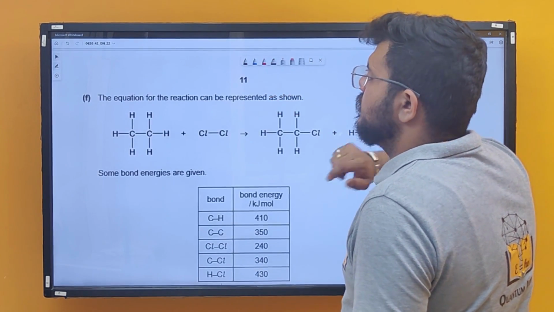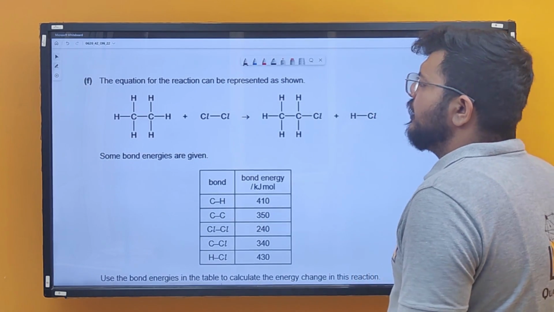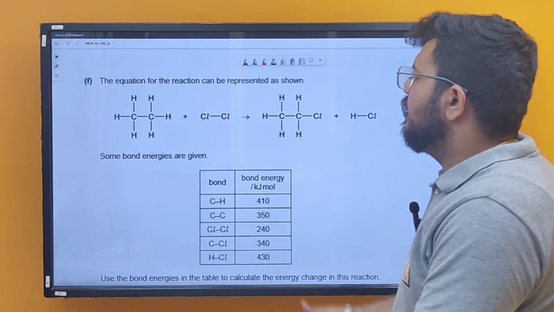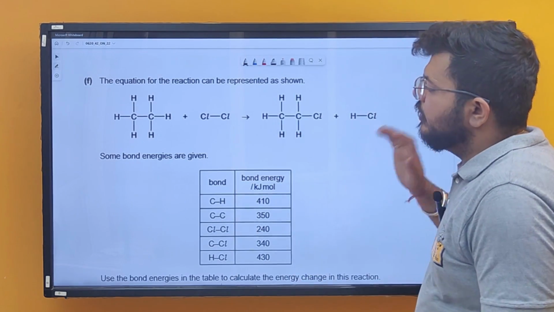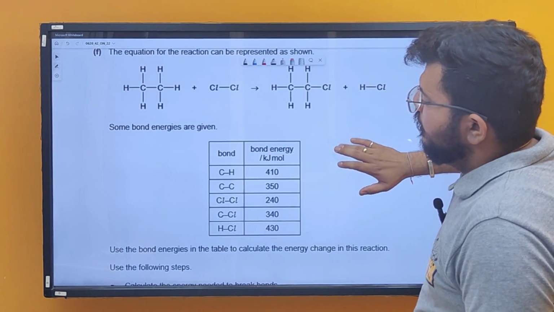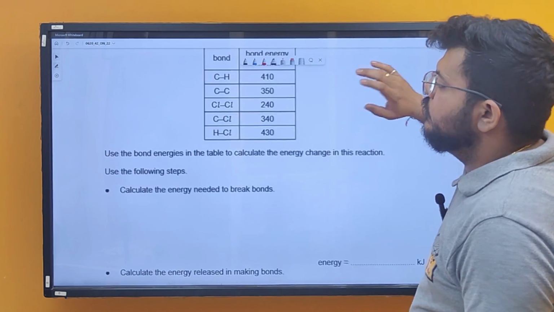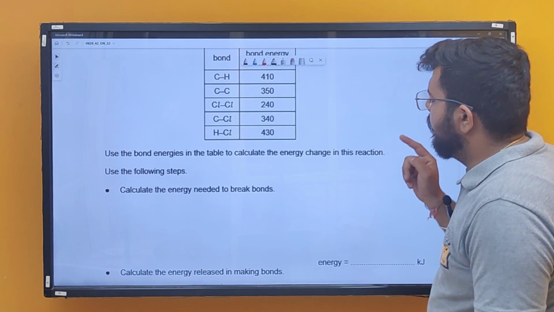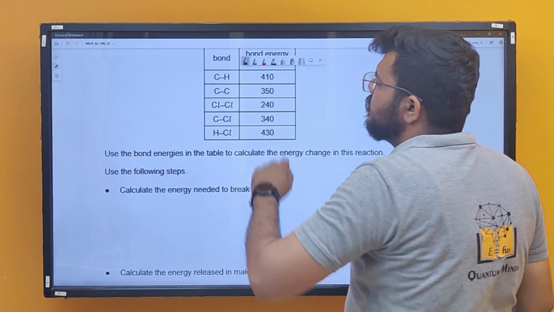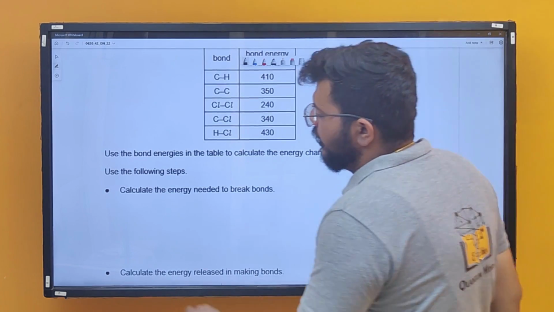Part F of this question. The equation for the reaction can be represented as shown. Okay, so you have ethane, chlorine, chloroethane, hydrochloric acid. Some bond energies are given. Use the bond energies in the table to calculate the energy change in this reaction. Use the following steps. Okay, first calculate the energy needed to break bonds.